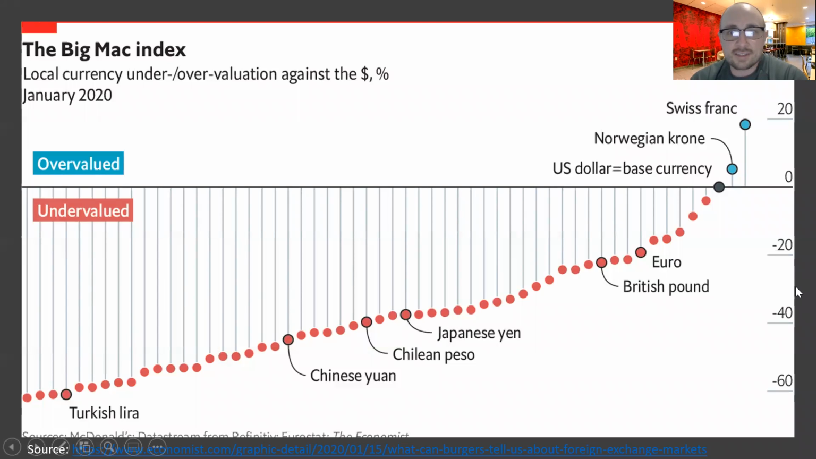So this is just a graph of the Big Mac Index from January 2020. So this shows whether currencies are under or overvalued against the dollar, right? So obviously, most currencies are undervalued against the dollar according to the Big Mac Index. Only 2 in January were overvalued, and I believe in the July edition, only 3 were overvalued relative to the dollar.